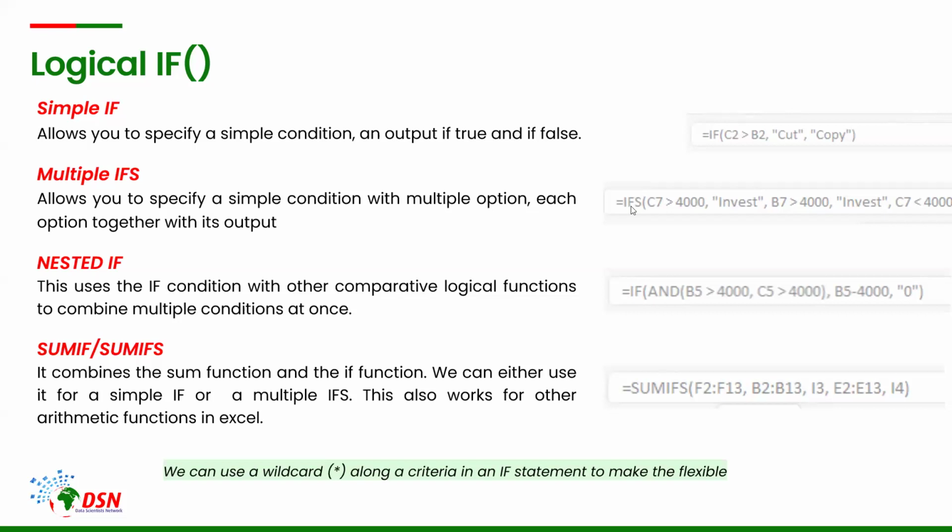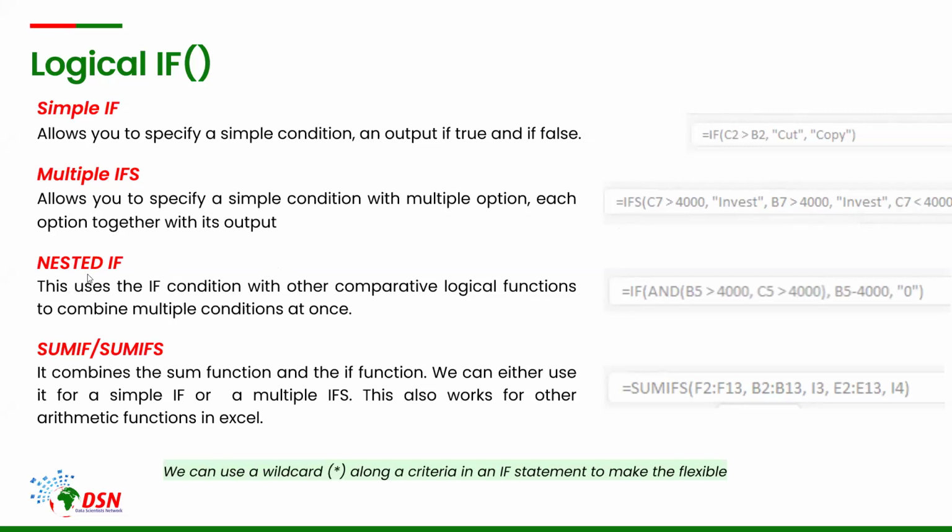Look at this option here saying if C4 is greater than 4,000, we should invest. It returns this value, invest. Remember, the IF function allows us to return a value that we want. So this will tell us to invest. I'm also checking another condition that says if B7 is greater than 4,000, we should also invest. Then this one here is saying if C7 is less than 4,000, do not invest. We can try that out too. So this allows us to specify multiple options for one condition, which is invest or don't invest.